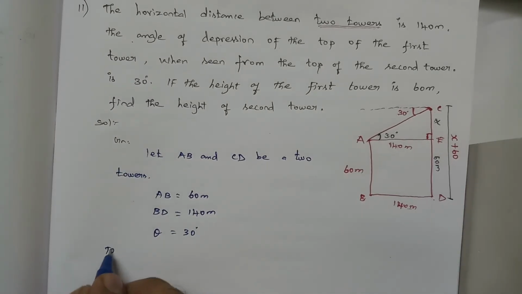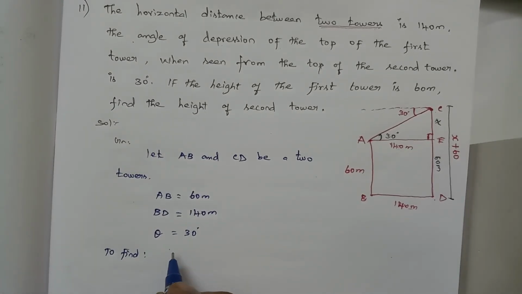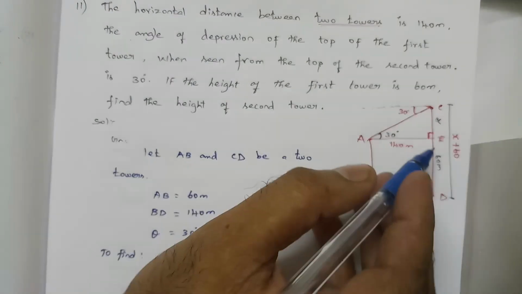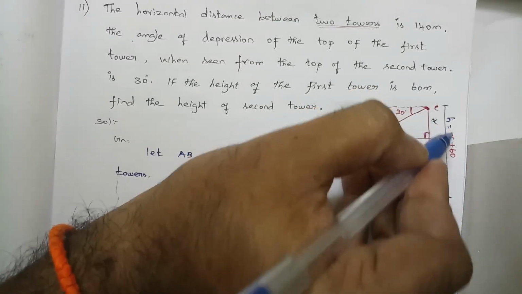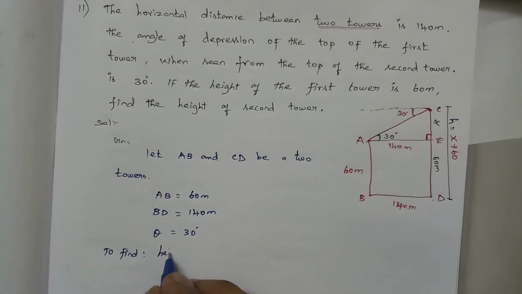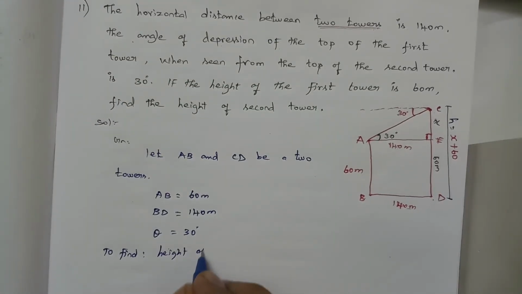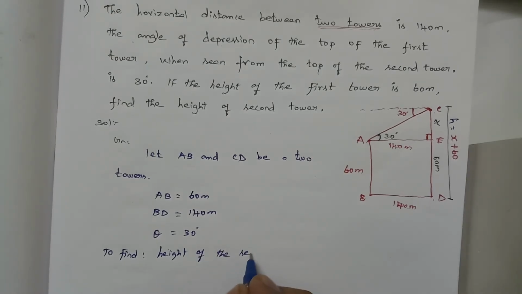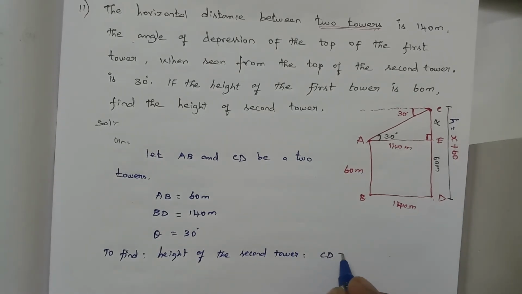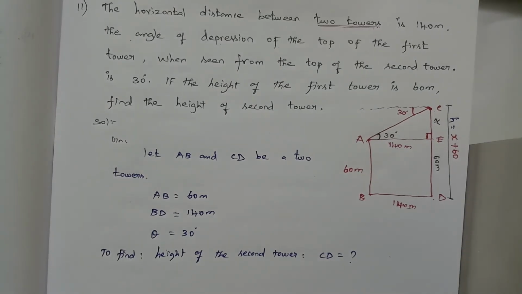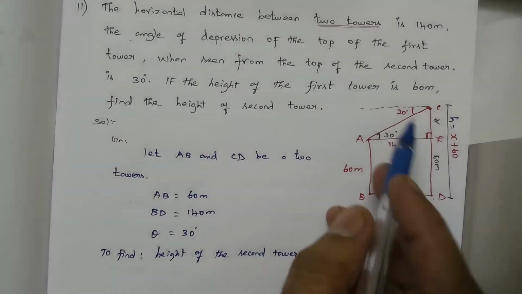We want to find the height of the tower. I am taking h is equal to x plus 60, the height of the second tower, that is CD. That only we want to find. So for finding CD, what things do we need?